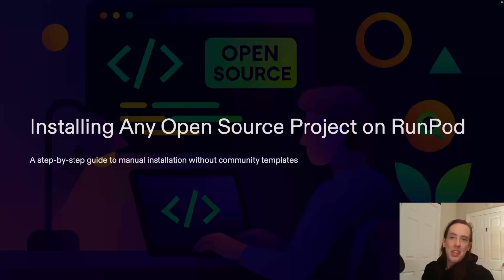We'll go through reading a GitHub repo, parsing any instructions we find there, and all the nitty-gritty command line stuff involved. We'll use a real project, for example, diffusion pipe, and this lets you fine tune or train video or image diffusion models. This is something that we do have a community template for, but we're going to install from scratch anyway, because if you can install this, you should be able to install basically anything.